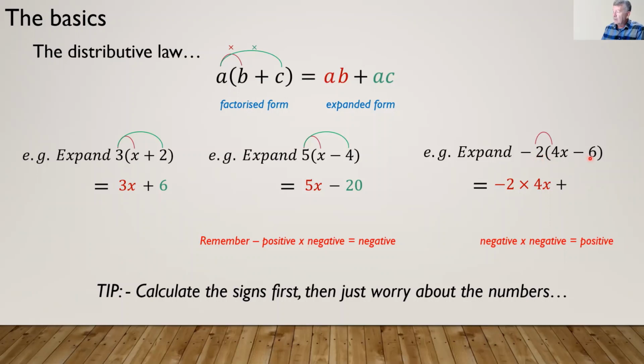Now we have 2 times 6, which is 12. I'll do that in the next line, actually, because we've got to do this one here. Negative 2 times 4. So negative times a positive is negative. 2 times 4 is 8, so that's negative 8x. 2 times 6, of course, is 12. So we're expanding out and then simplifying.